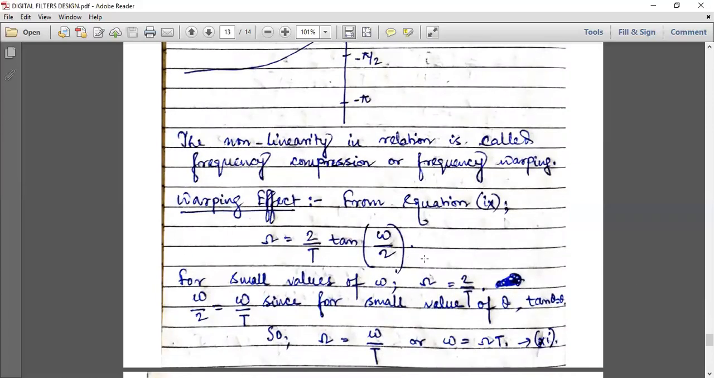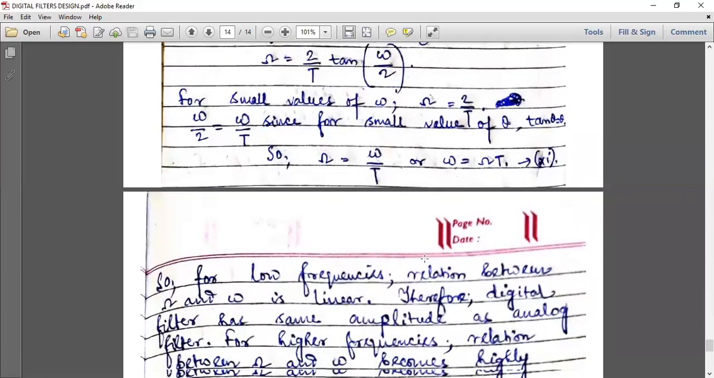Now for small values of omega, ohm equals 2 by T times omega by 2, which is omega by T, since for small values of theta, tan theta equals theta. So ohm equals omega by T, or omega equals ohm into T. Yes or no? Omega equals ohm into T. Okay.